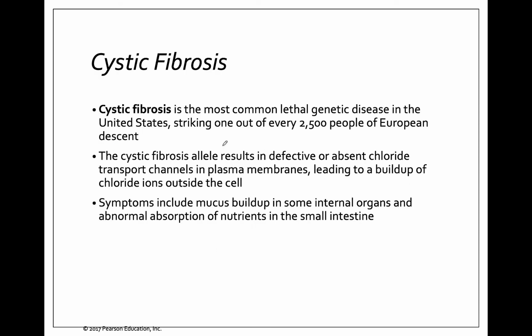Cystic fibrosis is another lethal genetic disorder. So this is a very common one. This would be 1 out of every 2,500 people of European descent. What happens with cystic fibrosis is the linings of the inside of the lungs and the digestive system become very thick. They get a buildup of chloride outside of the cells, and they're not able to absorb or transfer nutrients across those cells. And so people with cystic fibrosis often have issues with breathing in their lungs.